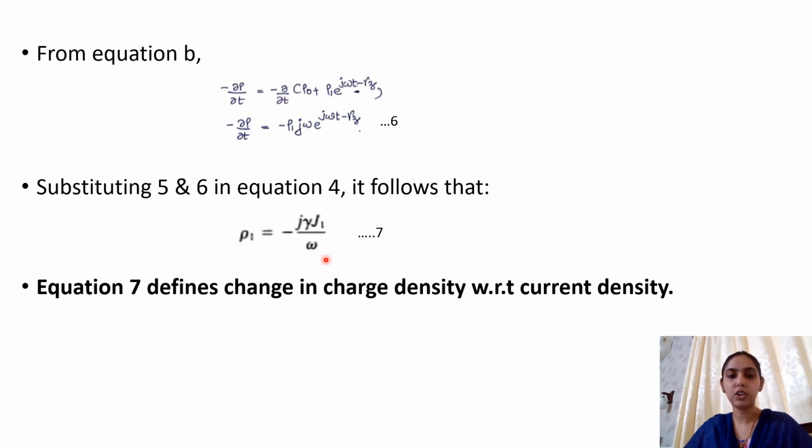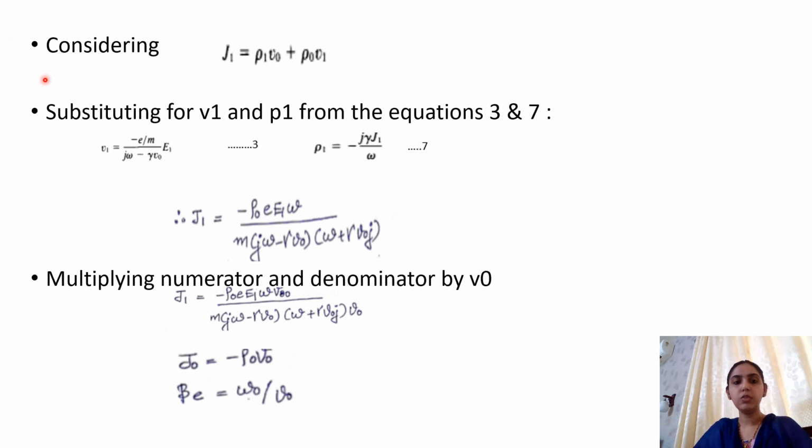That is, now we have got a relationship connecting our charge density ρ1 and the current density J1. So equation 7 defines the change in charge density with respect to the current density J1. Up till now we have established a relationship between our electron velocity V1 and the axial electric field E1, which was our third equation, and a relationship between the charge density ρ1 and the current density J1, which was our seventh equation.